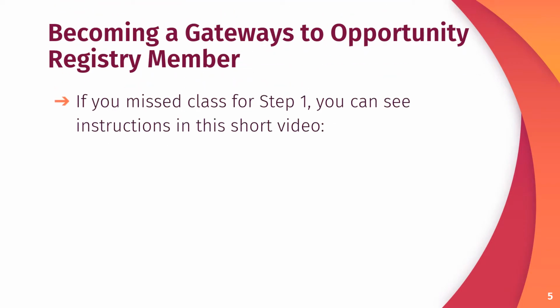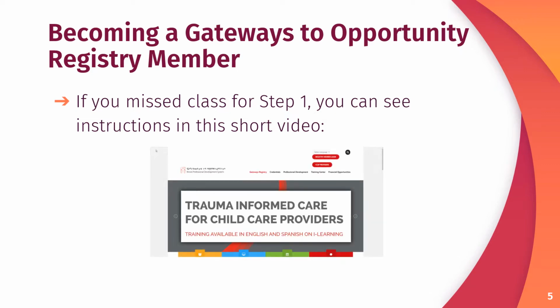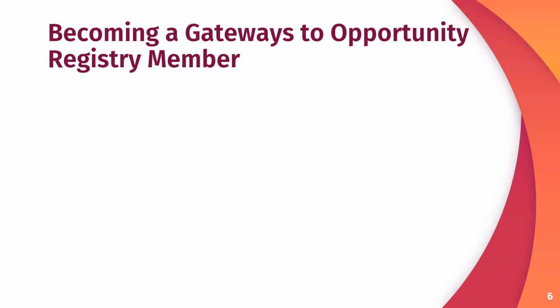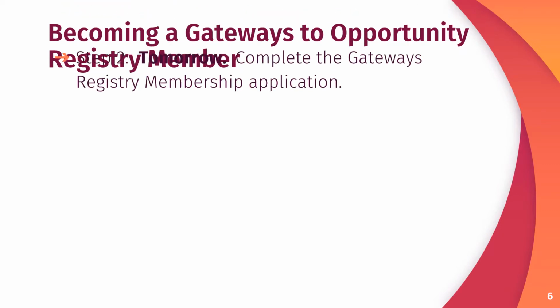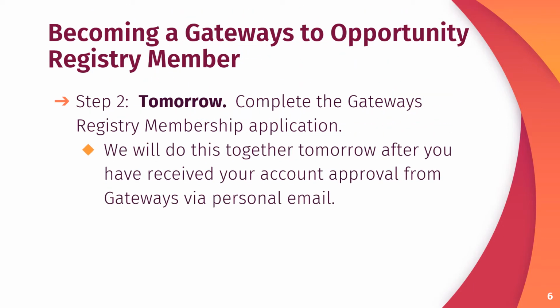If you missed a class for step one, you can see instructions on how to get the user account by watching this short video, which will also be linked in the Google Classroom. Step two for all of us is going to be tomorrow. We're going to complete the Gateways Registry membership application. Pretty basic application that we'll go through, and after we do that, we will be official Gateways members.